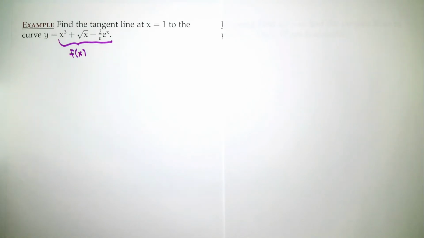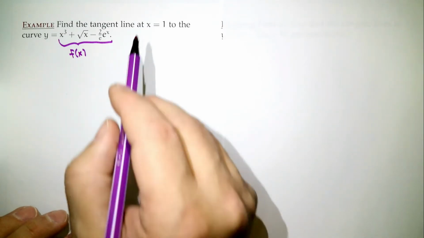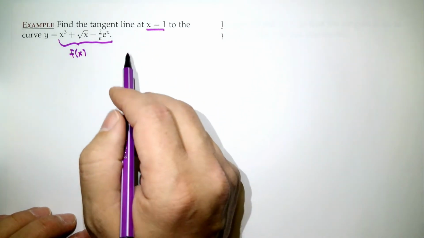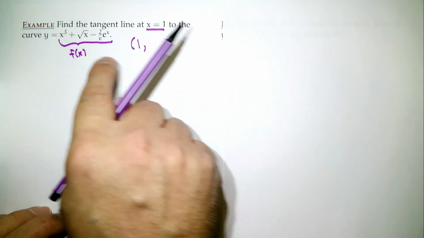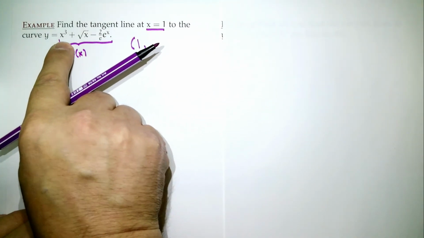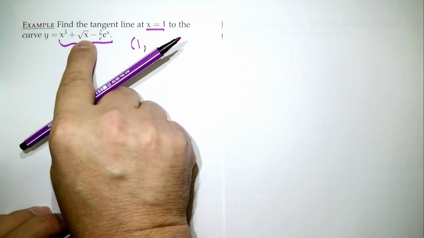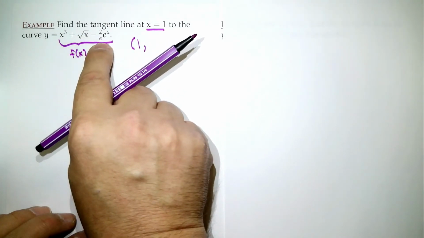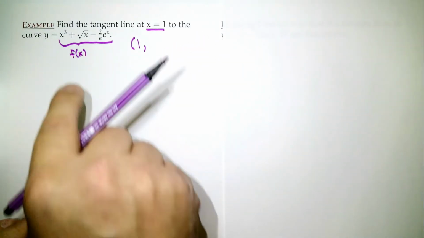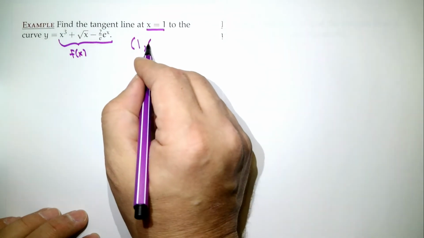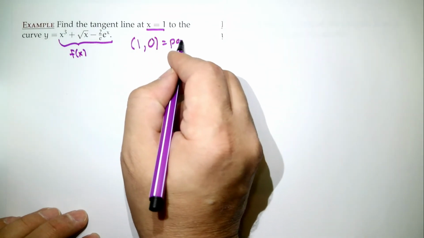Yeah. So in fact, anytime you see the word line, you should always think, okay, I need a point and a slope. Let me figure out how to get my information. So let's talk about the point. We have a piece of the point, 1. That's our x coordinate. How do you get the y coordinate? Yeah, you plug it in. So you get 1 cubed, which is 1, square root of 1, which is also 1. Then you have 2 over e times e. The e's will cancel, meaning you'll get 2. So 1 plus 1 minus 2 gives us 0. So that's our point. 1, 0 is our point.